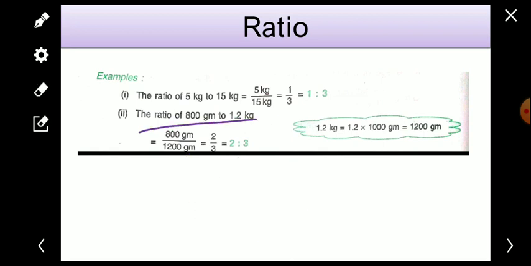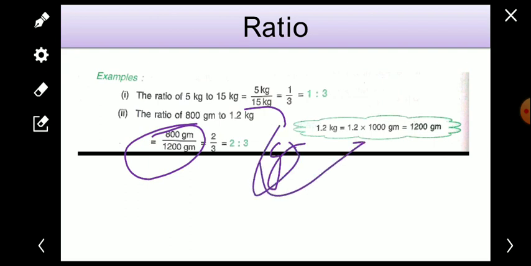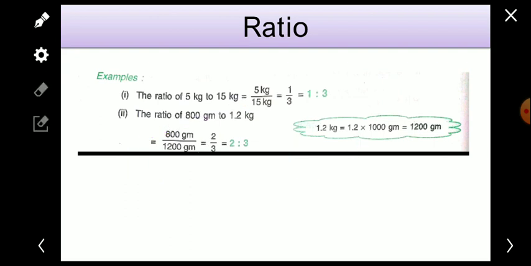Now the ratio of 800 gram to 1.2 kg. Here you see both are of the same kind, this is representing mass, this is representing mass, but the units are different. Here it is in gram, but here it is in kg. So what will you do when we are going to find the ratio? We will convert the kg into gram. Then this will also be in gram, this will also be in gram. Then we will find the ratio.